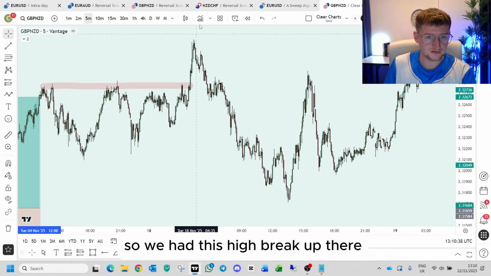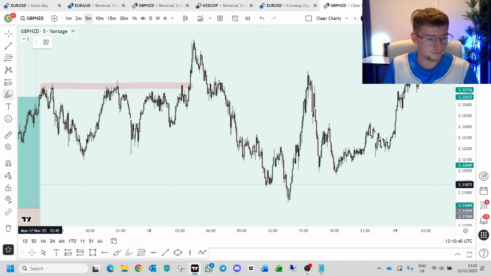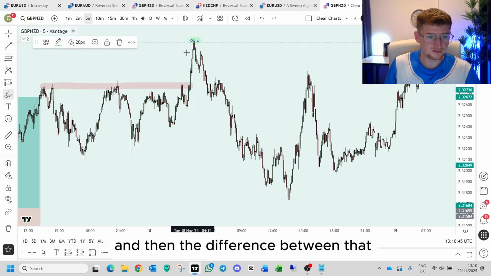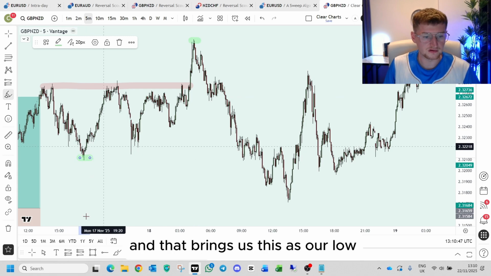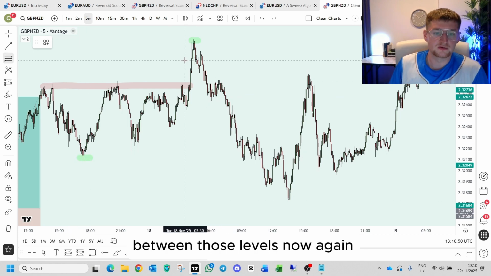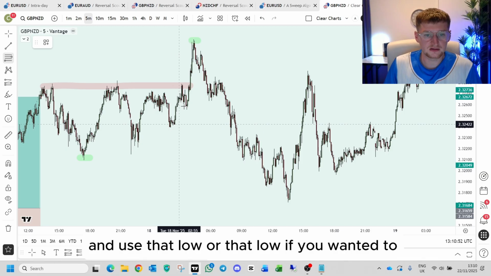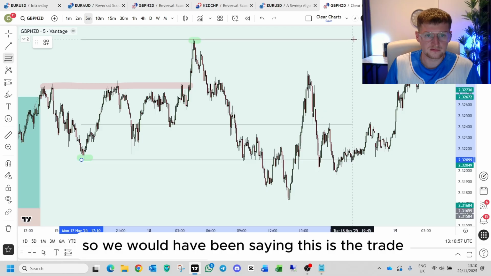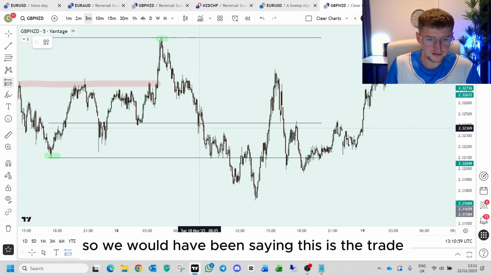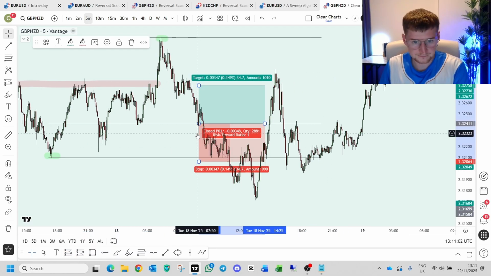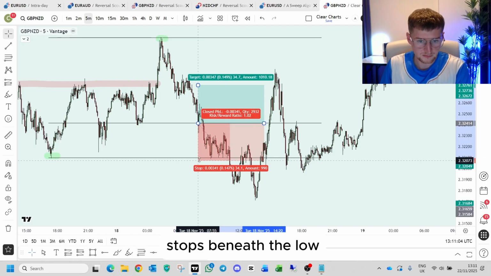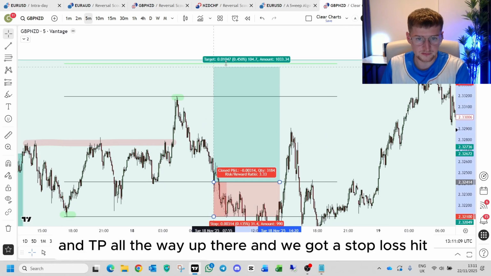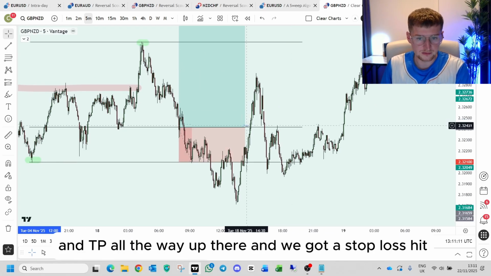So we had this high break up there. So let's plot that green. And then the difference between that and that brings us this as our low between those levels. Now again, you could go more aggressive and use that low or that low if you wanted to, but that is the true low from there to there. So we would have been saying this is the trade. Stops beneath the low, like that, and TP all the way up there. And we got a stop loss hit.